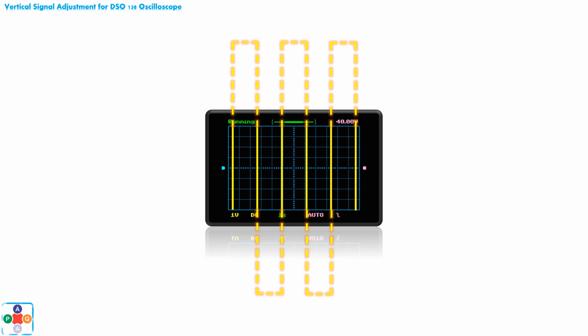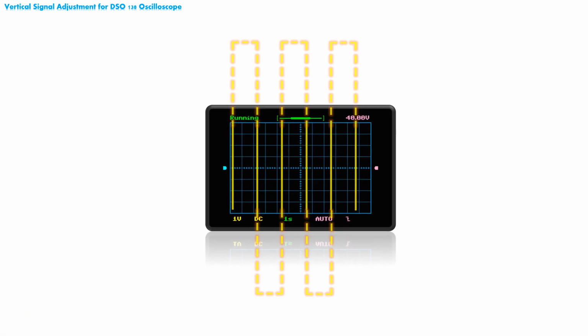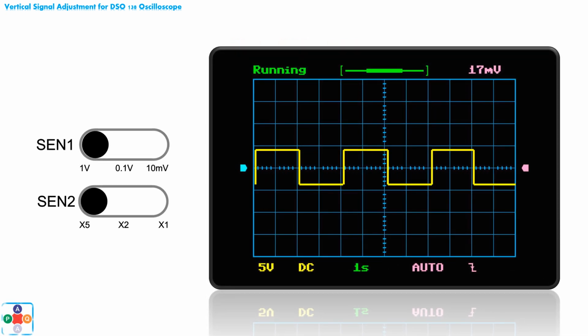What would happen if we choose the wrong settings? Previously, we saw that if we do not properly adjust the scaling of the display, our signal may leave the boundaries of the display, and not fit the screen, when we set our scaling parameters too low. Now, let's see what happens if we set our scaling too high. For the same input signal of 17 mV, let's set the SEN1 switch to 1 volt, and the SEN2 switch to x5.